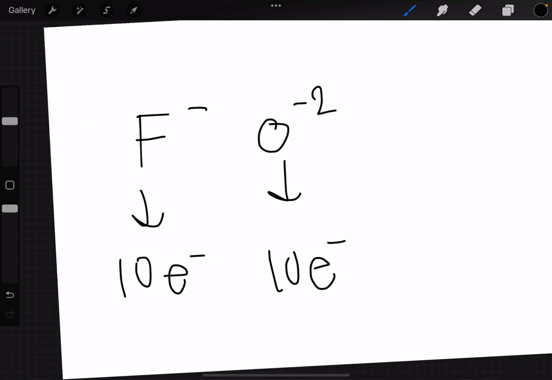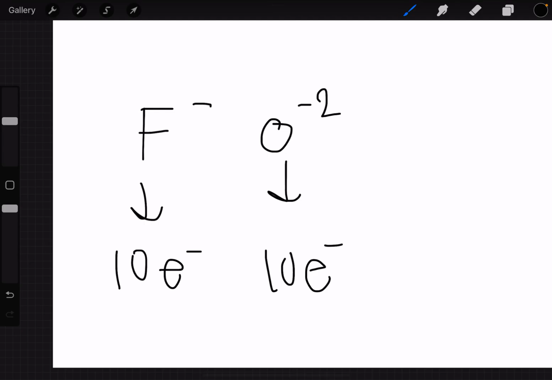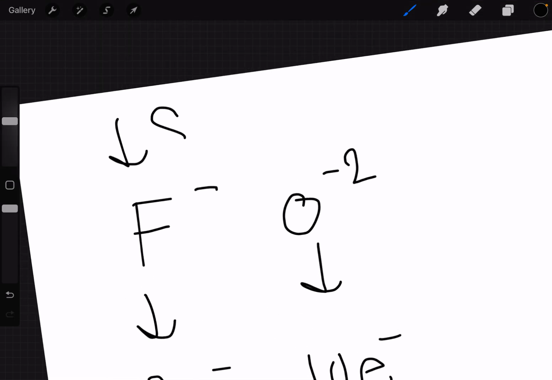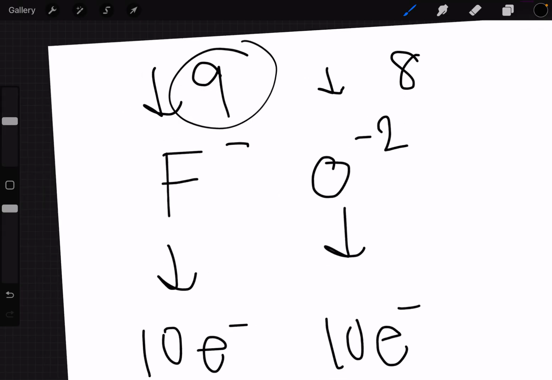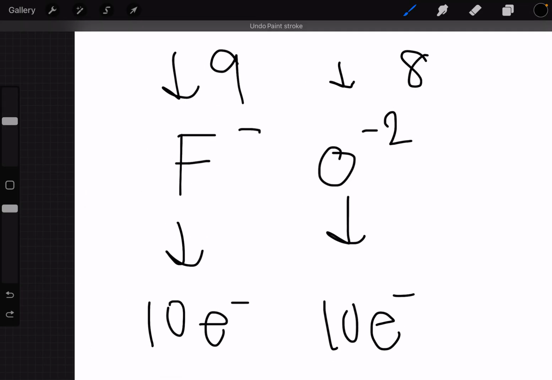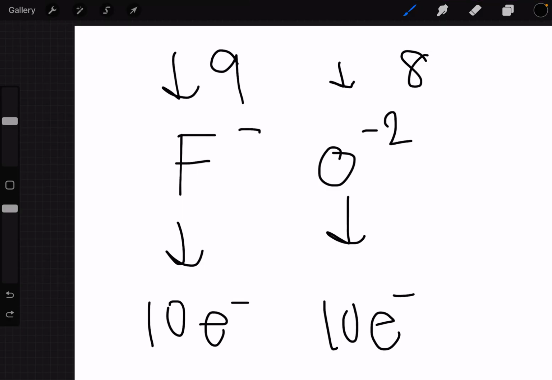Miss Corbett will usually ask to explain why one is smaller or which one is bigger. But these two have the same number of electrons, so how would we know? Actually, we would know because this one has 9 protons and this one has 8 protons. As I said before, more protons equals smaller, which means F would be considered smallest due to the amount of protons compared to oxygen.